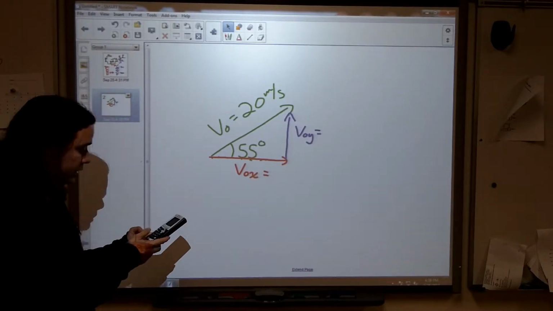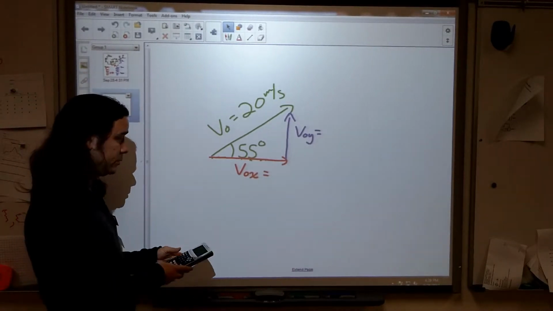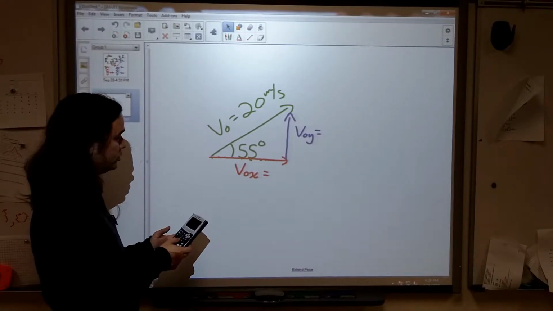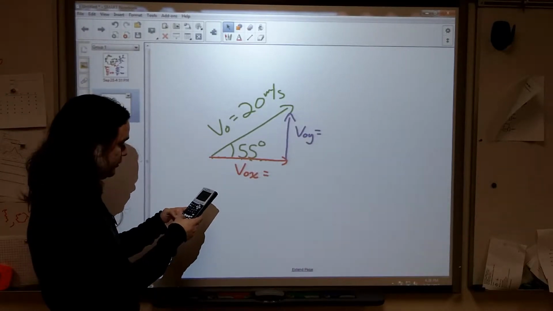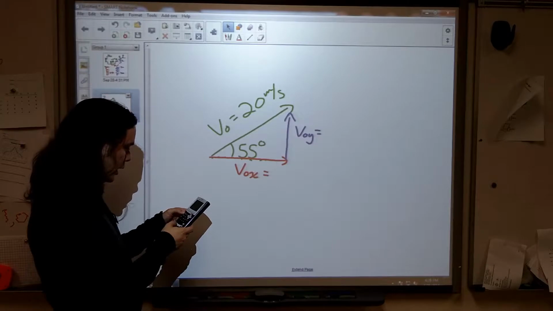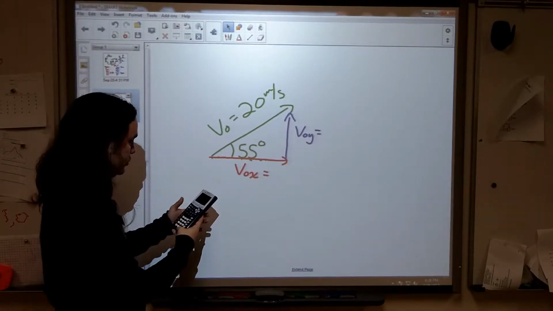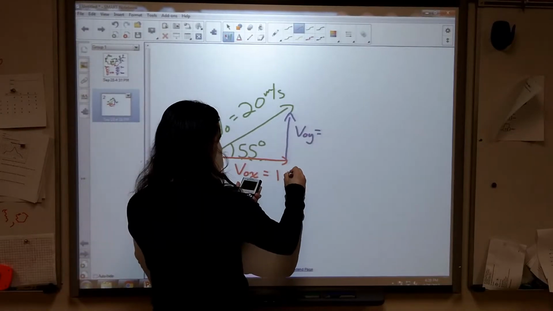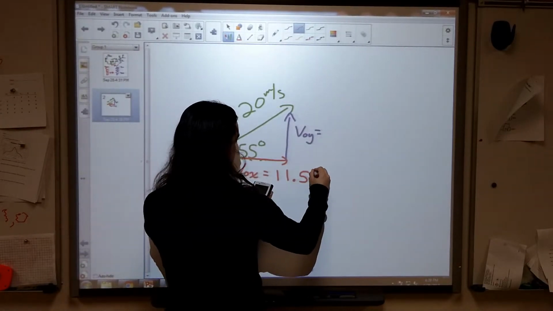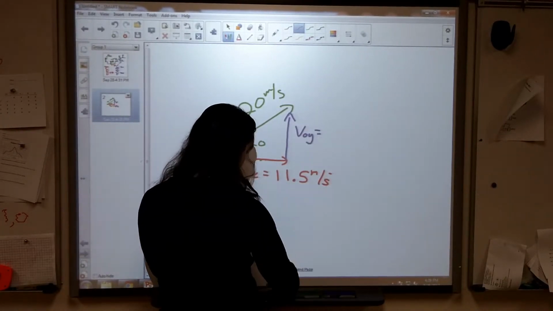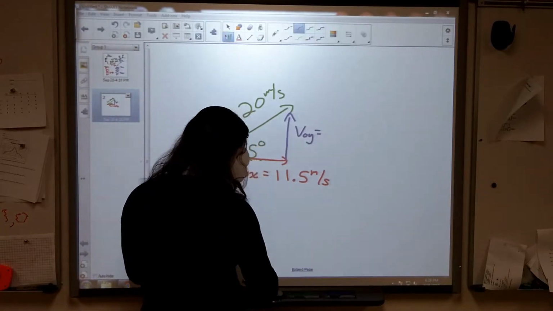All right, let's see. So I'm going to quickly do this. If you need some help with vectors, I've got some other videos on that, but we're going to be using a cosine function, 55 degrees. Good, I'm set to degrees. Great. Times 20 meters per second, and I find that my initial velocity in the x direction is about 11.5 meters per second. There we go.